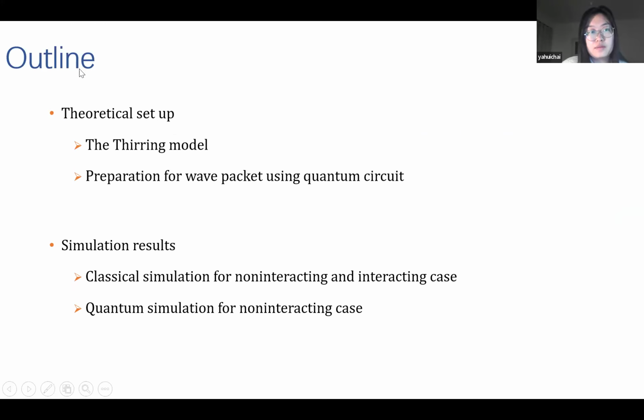So here is the outline of this presentation. Firstly, the theoretical setup, including the introduction of the theory model and also how to prepare the wave packet using quantum computing. Secondly, the simulation results, including the classical simulation for both the non-interacting and interacting cases, and also the real hardware quantum simulation for the non-interacting case.